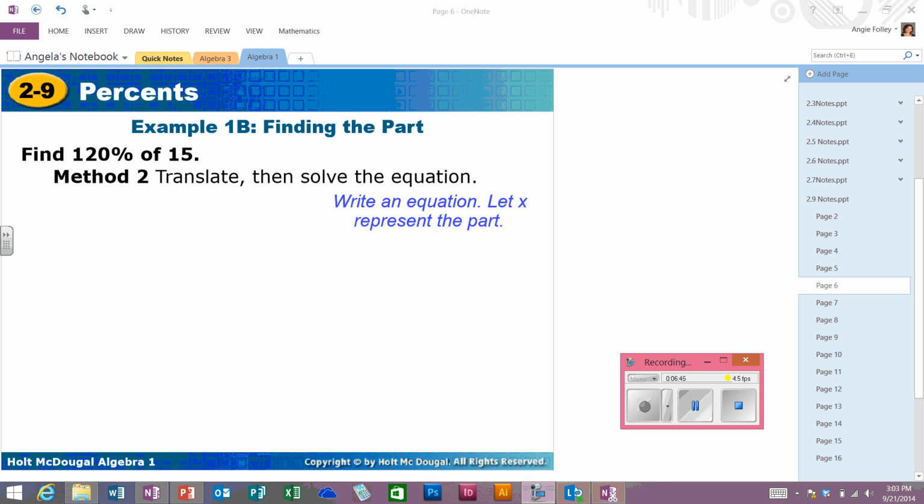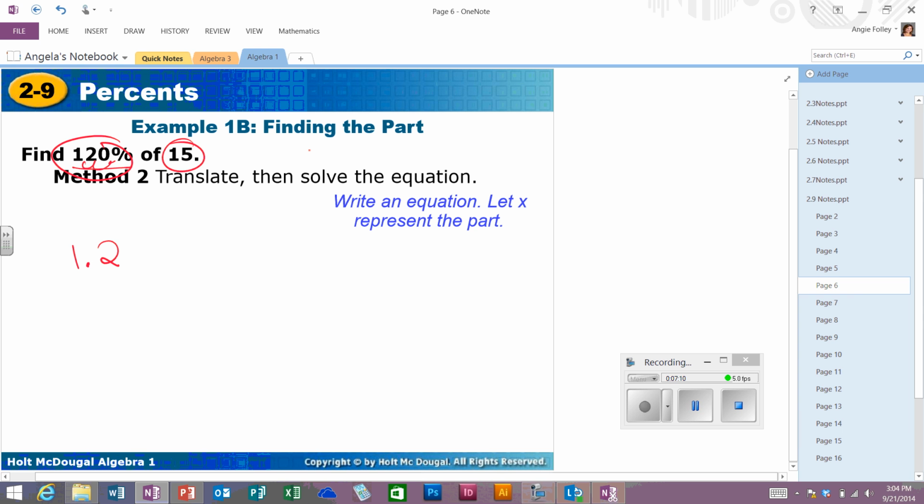Now, another way you can solve these problems is by making an equation. So if you don't like the proportion method, you could do an equation method. And the way this works is, let's say it says to find 120% of 15. What you do is you convert the percent to a decimal. You always have to convert it to a decimal. So if I move it over, that becomes 1.2.